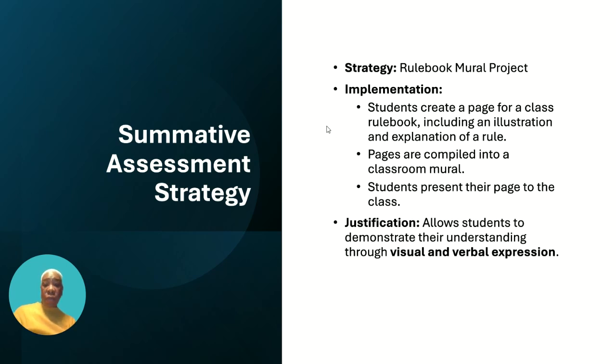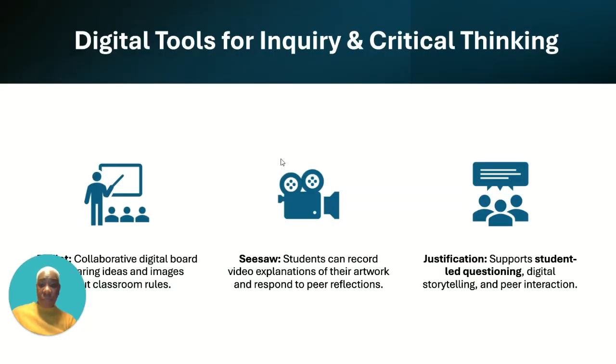Now, on the summative level, once the unit is over, you're able to have maybe a classroom project that will be graded as a summative assessment, and maybe they'll do a rule book mural project. You'll have them create a page in that rule book and illustrate it, again bringing that art component in. And once the book is done, it will be graded as an end of chapter or end of unit test grade.